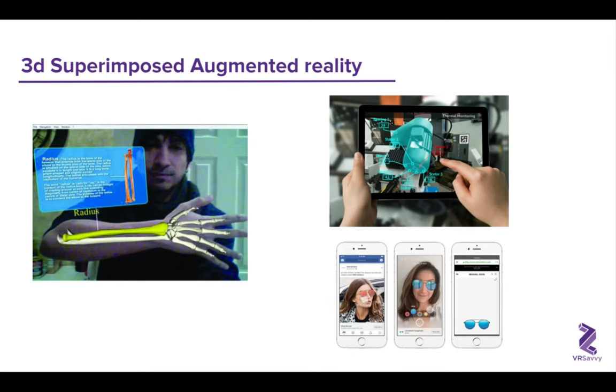And it will augment the thing. So the content is triggered when a face is detected, or when a hand is detected, or when a 3D object is detected, which is predefined.